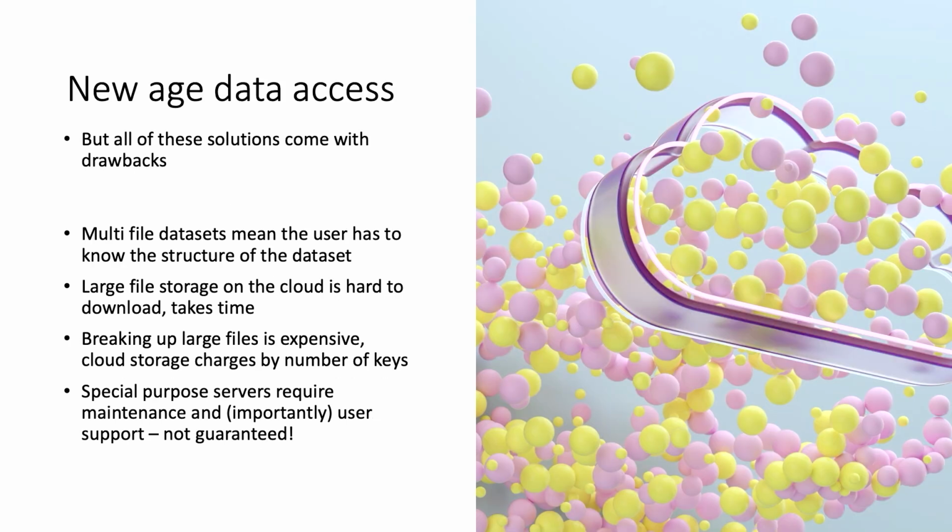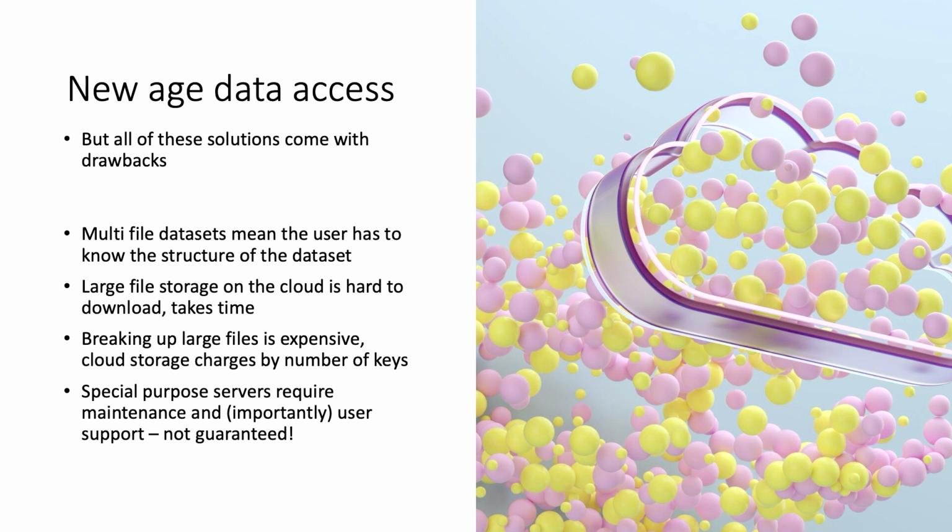But all of these solutions come with problems. Multi-file data sets mean that the user has to know something about the structure of the data set. I'll give you an example, Copernicus DEM, which probably most people here have used. They tile it into 1 by 1 degree tiles. Each tile is a single file. If I want the data around this area, okay, I have to find which tiles it intersects. I have to know, given a tile, what's the file name of that tile? How do I get to it? I have to download this thing.